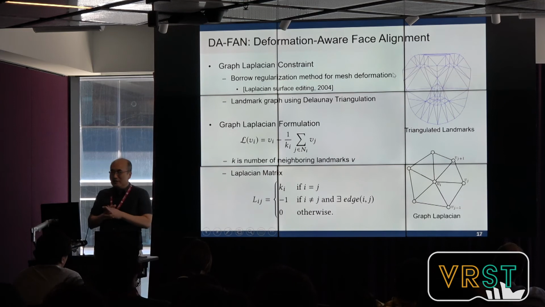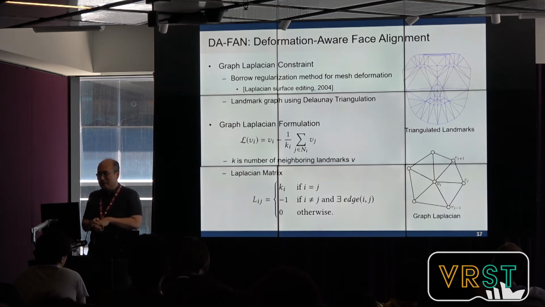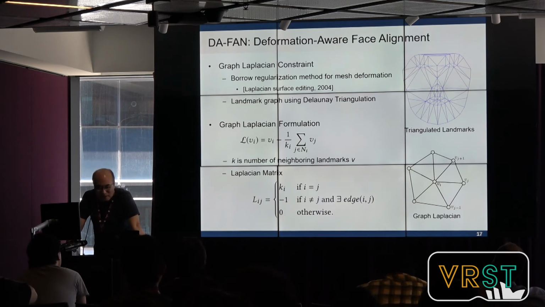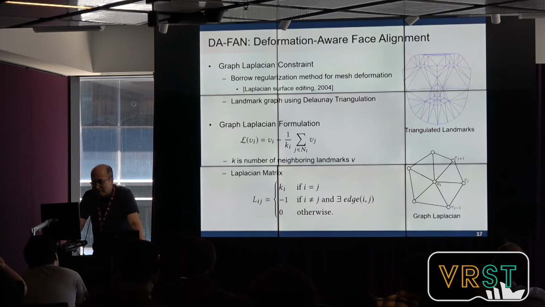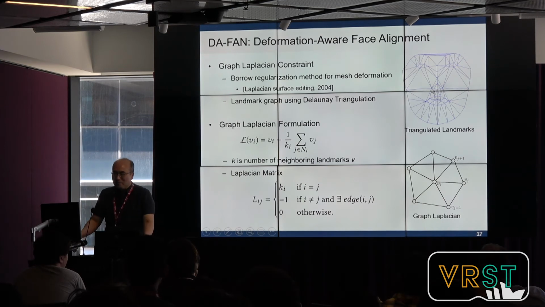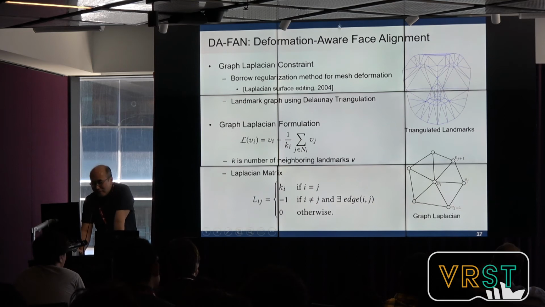Okay. And to handle this deformation-aware landmark localization, we introduce a graph Laplacian constraint. Graph Laplacian was proposed for mesh deformation and smoothing. Basically, it computes the Laplacian value using the triangulation of the mesh. To apply the idea, we first apply Delaunay triangulation to the landmarks of the given face. The vertices are the landmarks of our face, and we get this triangular mesh. Then graph Laplacian is defined by this formula. Here, simply, this is the difference of the vertex position from the average of the neighborhood positions, right? This is the graph Laplacian.